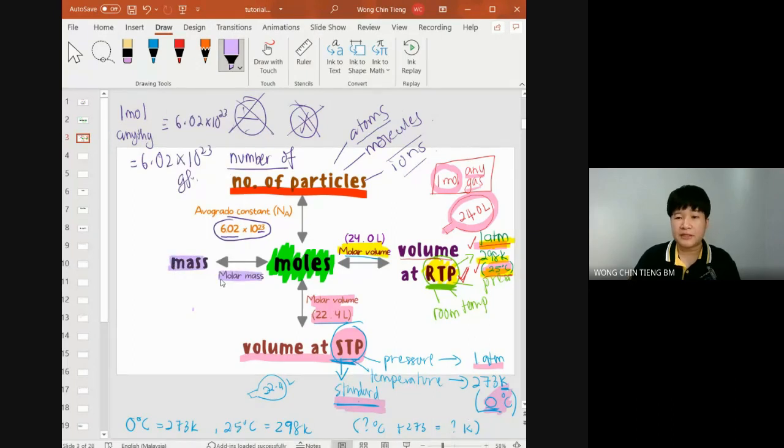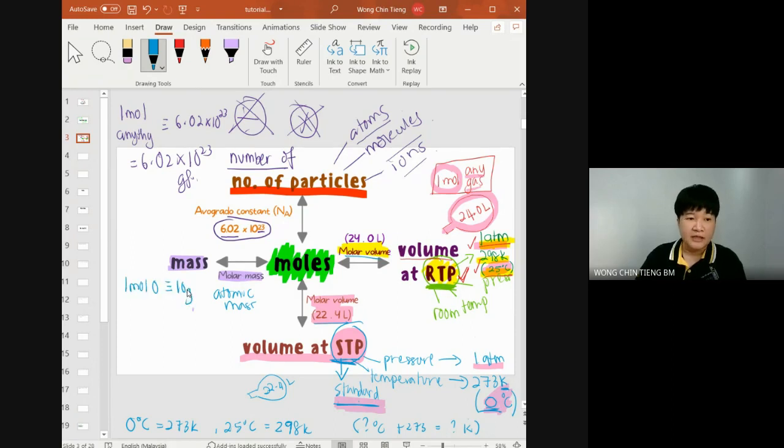Because molar mass depends on what you are measuring. Molar mass is like your atomic mass that we see in the periodic table, but the difference is it is the mass for 1 mole. So for example, if I have 1 mole of oxygen, that is 16 gram. If I have 1 mole of hydrogen, that is 1 gram. If I have 1 mole of nitrogen, that is 14 gram. Okay?